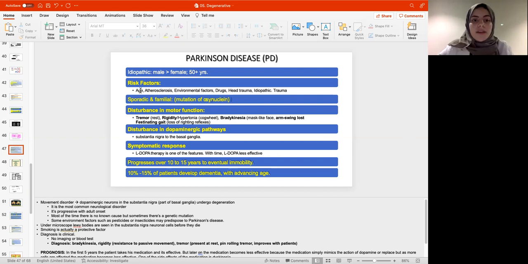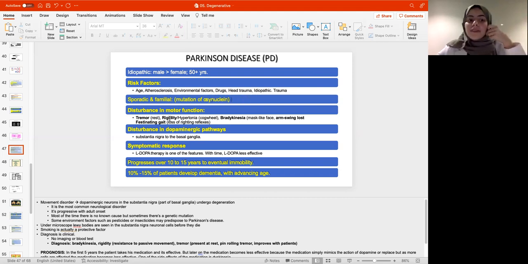Risk factors: age, atherosclerosis, environmental factors, drugs, head trauma. So it kind of overlaps with the risk factors of AD, except AD had more of Down syndrome as well. Age is more of a risk factor there too. Here, it can be sporadic or familial. Whenever I say familial, again, that means it's inherited. So they can get it due to a mutation in the alpha synuclein. One of the questions can present Parkinson's and then ask you what's the underlying mutation that can cause it, and one of the options can be mutation of the alpha synuclein, okay?